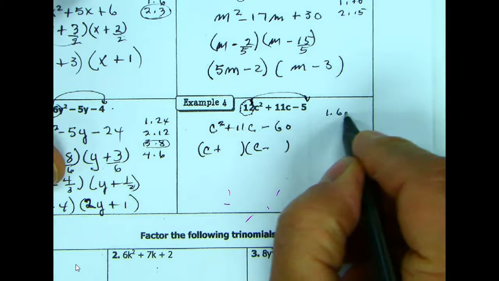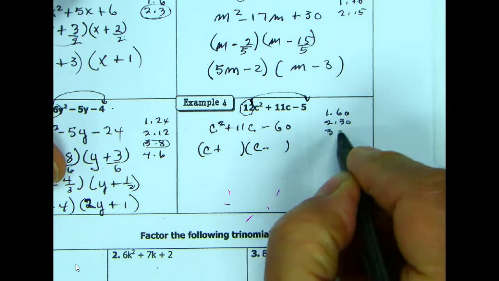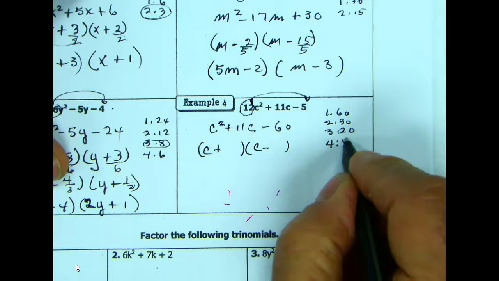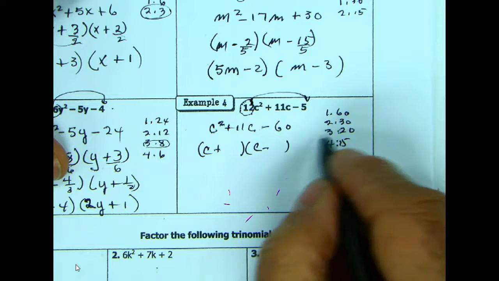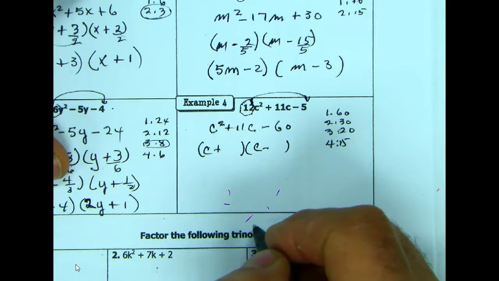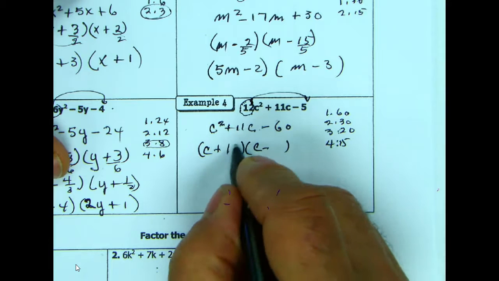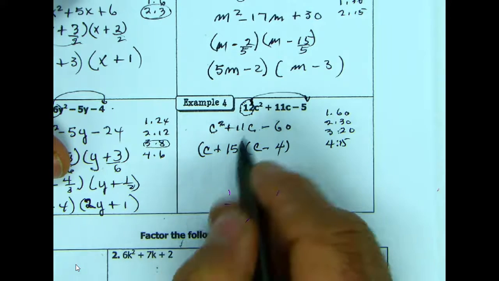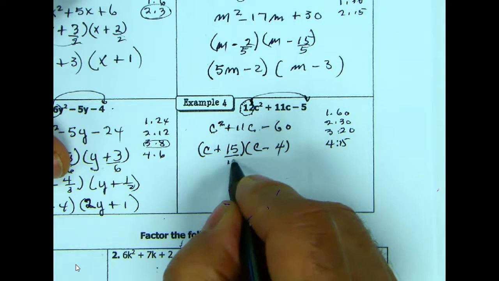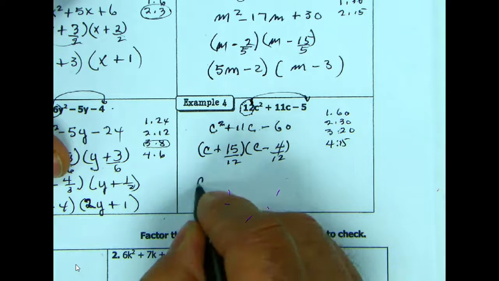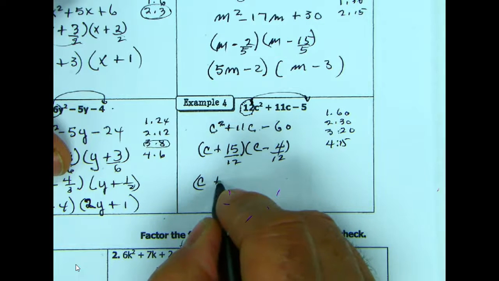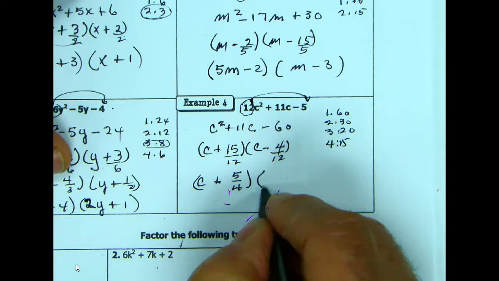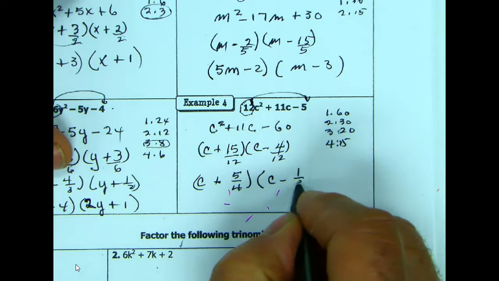So 1 and 60, 2 and 30, 3 and 20, 4 and 15. Now, the difference between 4 and 15 is 11, isn't it? Okay, so the larger one goes here, 15, the 4 goes here. Now we're going to come back and divide them by 12. 12 here, 12 here. So that's c plus 3 will go into this 5 times, 3 will go into this 4 times, times c minus 1/3.